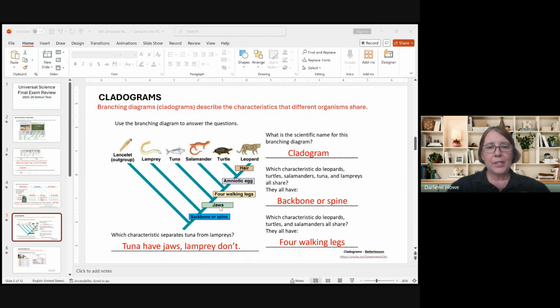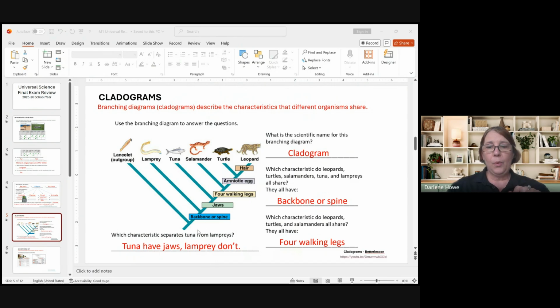Okay. So you go from lamprey because you're talking about all of these things sharing something in common. You go to the backbone or spine. So backbone or spine came in before lamprey and after lancelet. So lancelet does not have a backbone or spine, but a lamprey, a tuna, a salamander, a turtle, and a leopard all have a backbone or a spine.